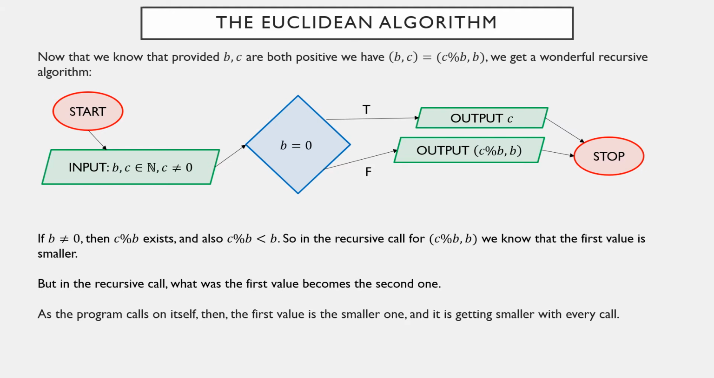Okay. So as the program keeps calling for more and more GCDs, the first value is always smaller, and it keeps getting smaller. This number here, this remainder, is definitely smaller than B. If I have to do it again, what used to be B now is replaced with a remainder and gets even smaller. So that first value is going to keep getting smaller and smaller, meaning it's eventually going to hit 0. And once that smaller number is 0, this algorithm can output the obvious answer and then stop.